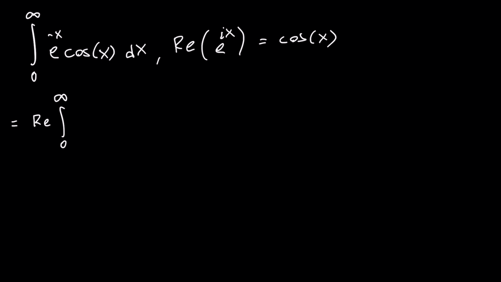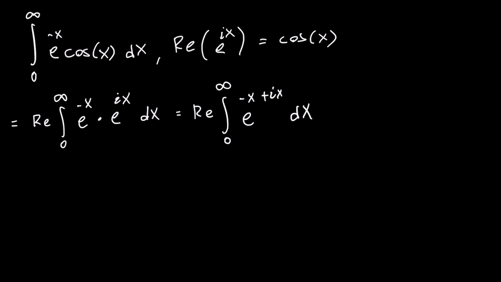0 to infinity of e to the minus x times e to the ix dx, and now we could combine those exponents. This is equal to the real part of the integral from 0 to infinity of e to the minus x plus ix dx, which is equal to the real part of the integral from 0 to infinity of e to the minus x times 1 minus i dx. I just factored it, and now we solve this integral.